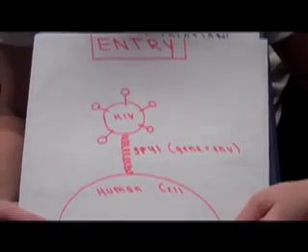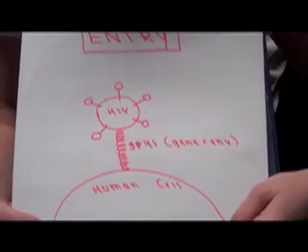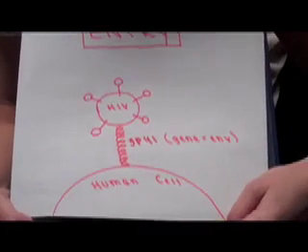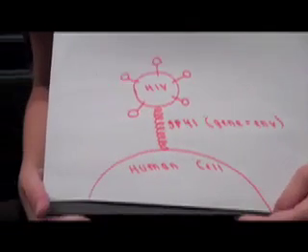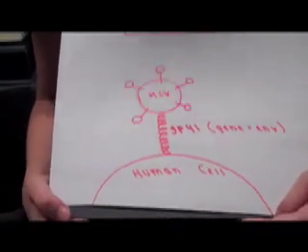In the next step, the HIV has to enter the human cell. This involves an HIV protein called GP41 encoded by the gene ENV. Here, the membranes of the human cell and the HIV cell start to fuse together.